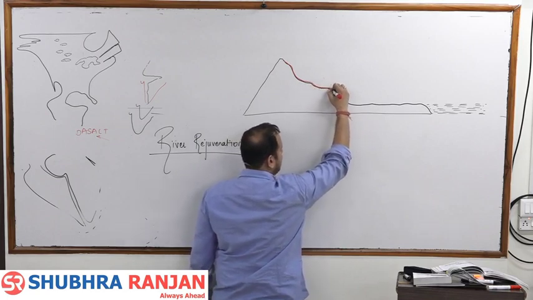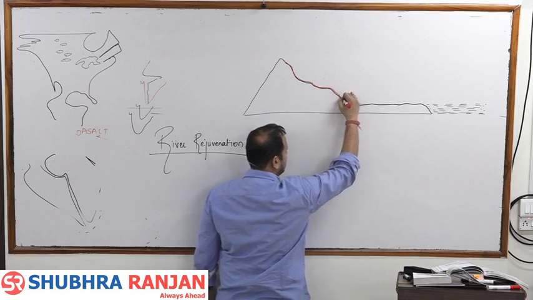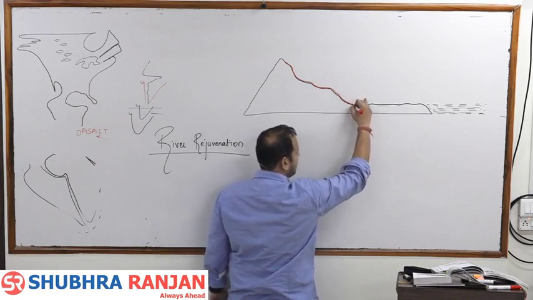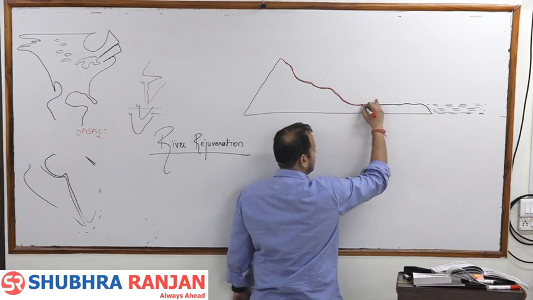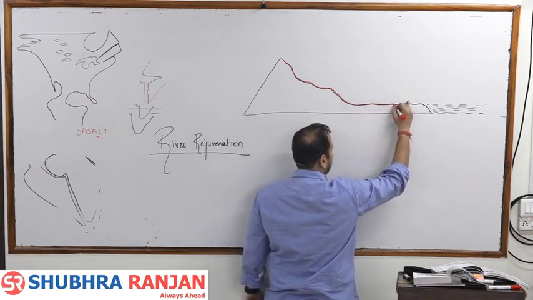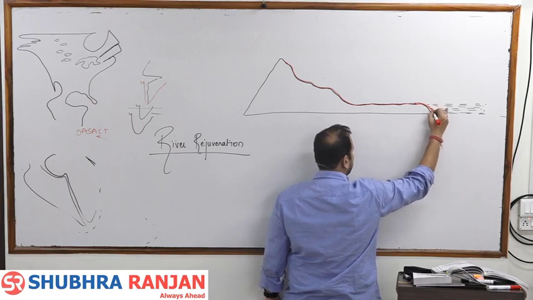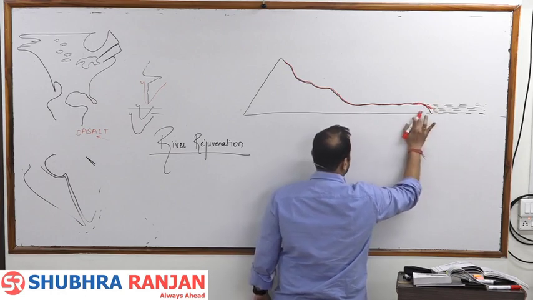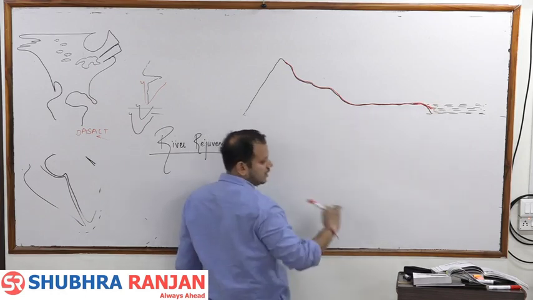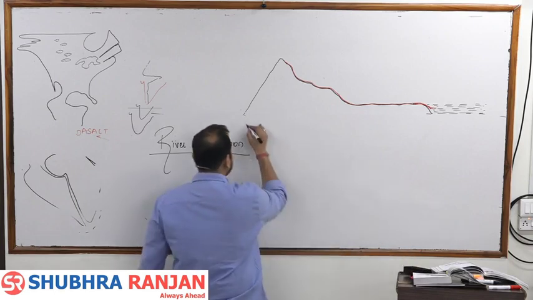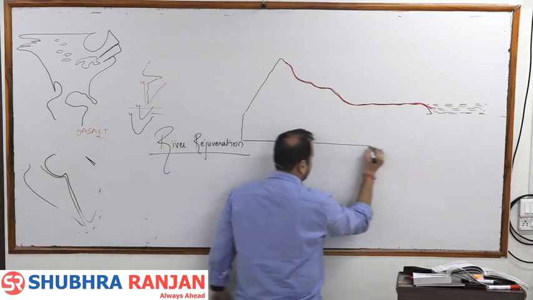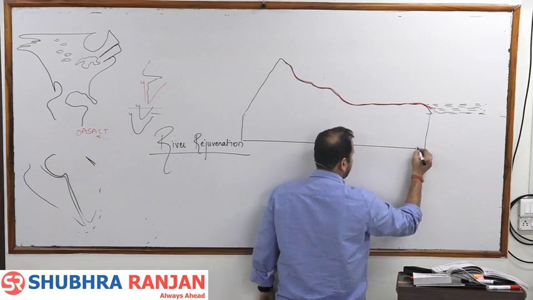It comes into the plains. Its speed decreases. Its erosion capacity decreases. And it comes into still flatter land because it meets the sea, its erosion capacity further decreases. Fine. This is our imaginary landform, and this is what one cycle of erosion will be. Getting it? And this is all the sea.